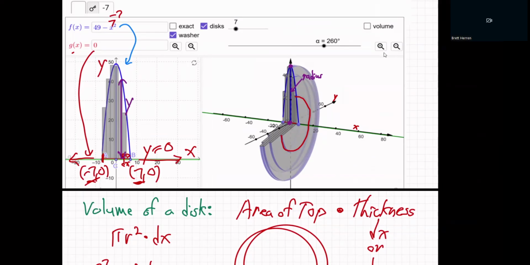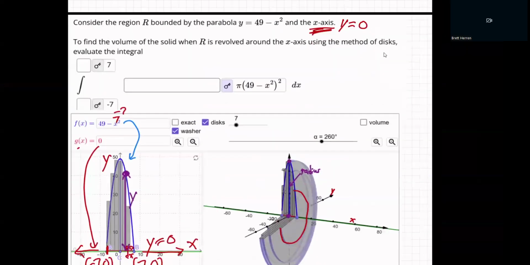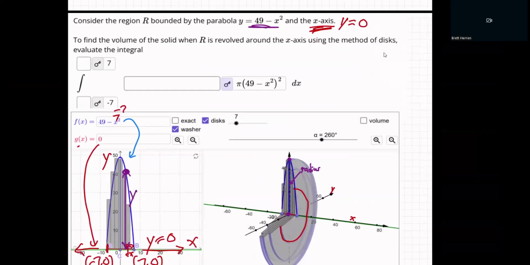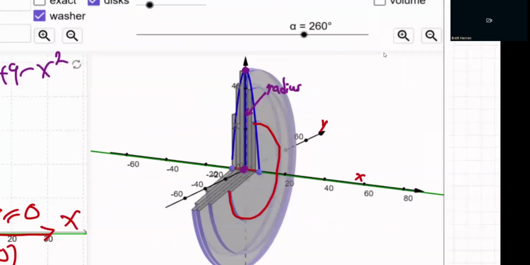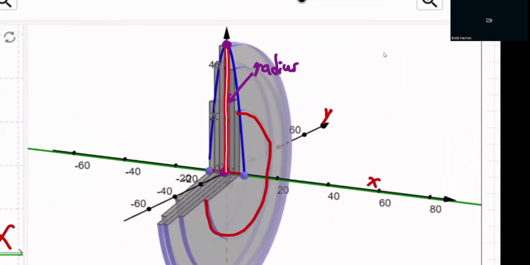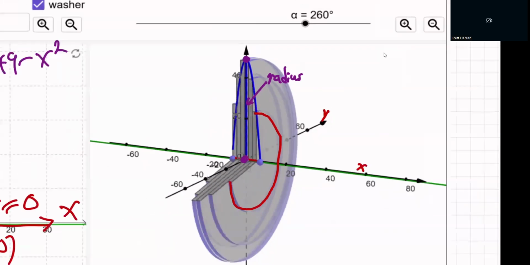Well, that's the y value. Whenever you go from the axis up to a point on a graph, that height is the y value. What is the y value? Well, that's the function y equals 49 minus x squared, right? So is that right here? This is y equals 49 minus x squared. So that's the y value. So the y value is the radius. Especially you can see it on the 3D view right here, right? From the middle to the edge for each of these disks, the radius of each of these disks is the y value of the function that it's hitting.